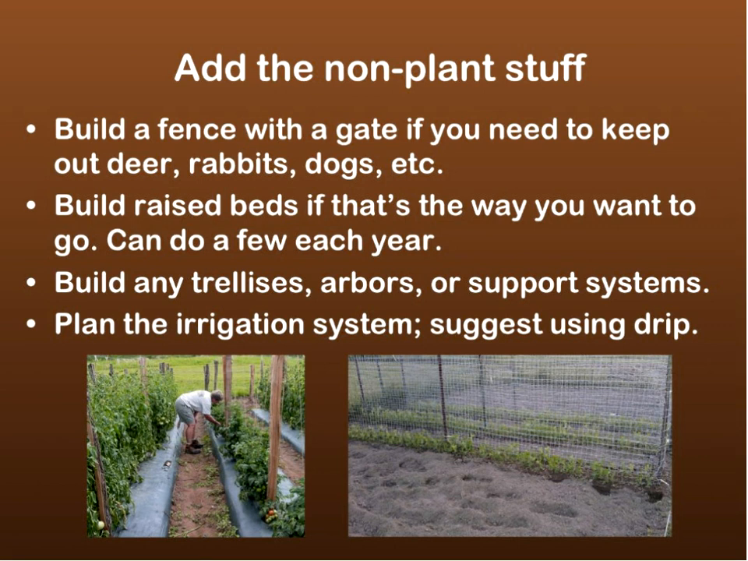And then for the people building their first garden, this is when you add all the non-plant stuff. So this is when you put up a fence with a gate to keep out the deer and rabbits and dogs and such. And this is when you build your raised beds, which you can do one or two at a time. This is where you add your trellises, arbors, or any other kind of support systems.